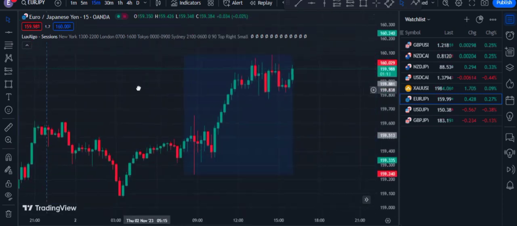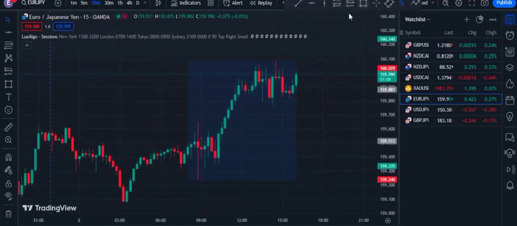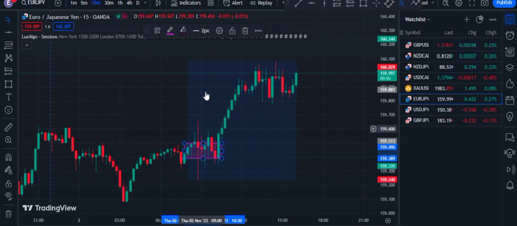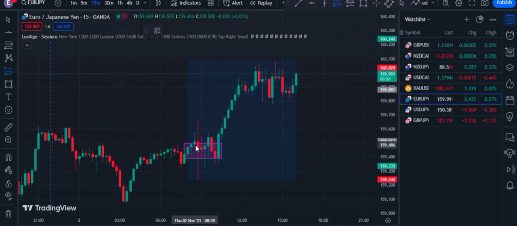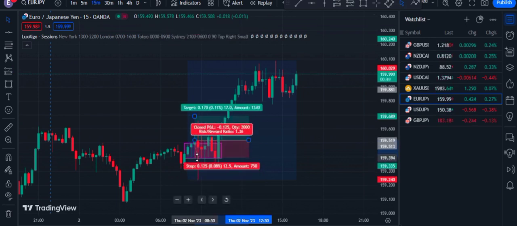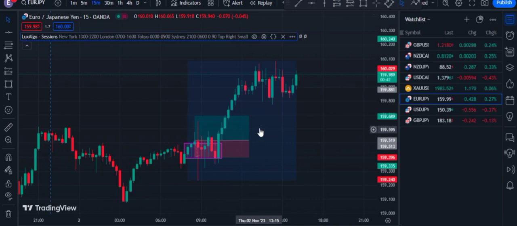Now this is today's market. See the price closes above, just like this. The price closes above, and the price came down after closing above. The price came down to hit our stop loss before going back up. So this is what I just said. Sometimes you win, sometimes you lose. That is how forex market works.